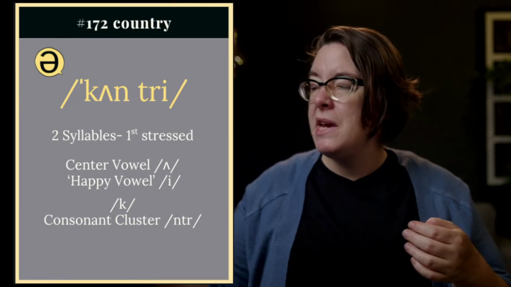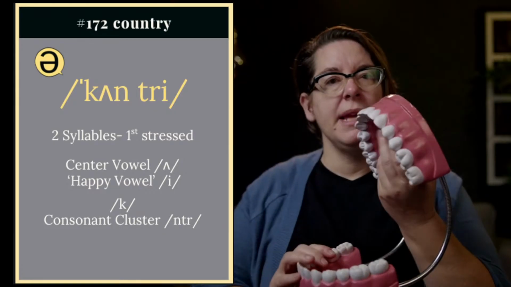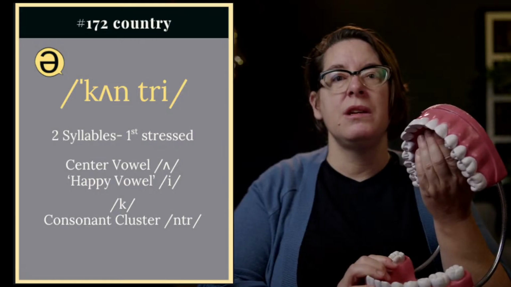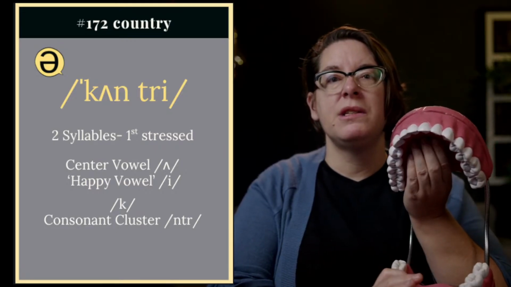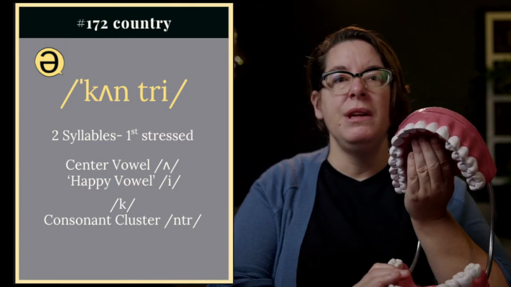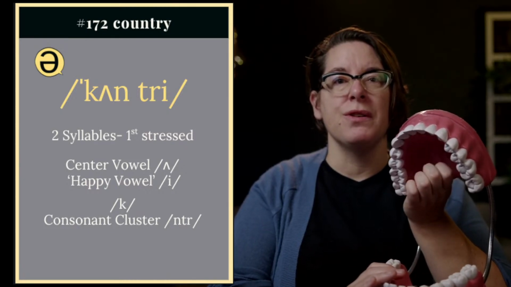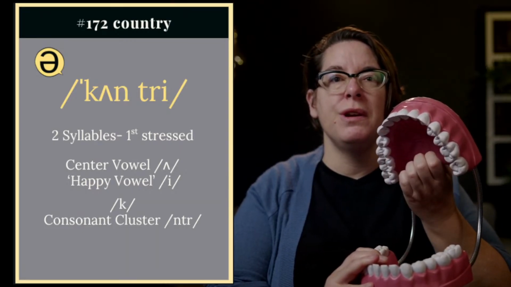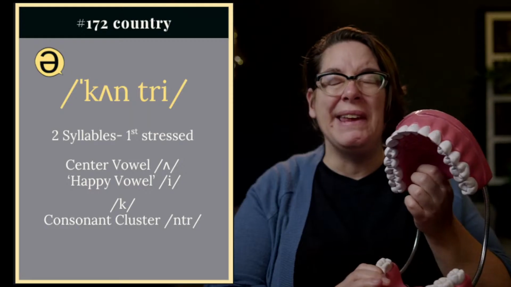Tree. So if I take my mouth here, it's on the bump, and then I'm going to curl the tip back, right? So it's on the bumps. And then E at the end. Country.